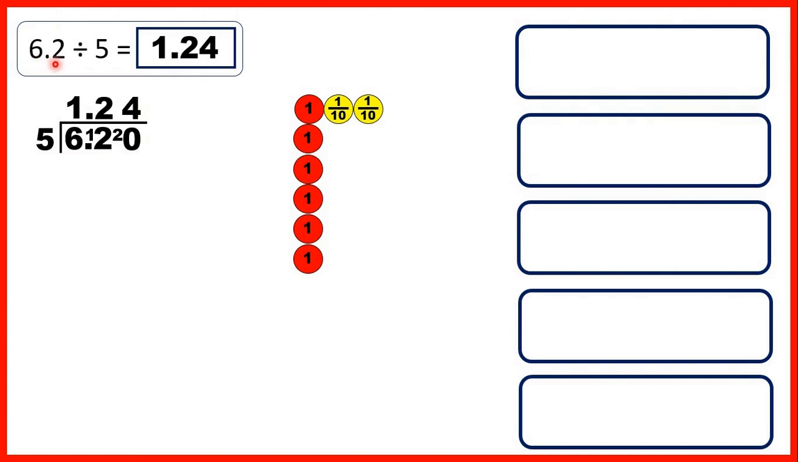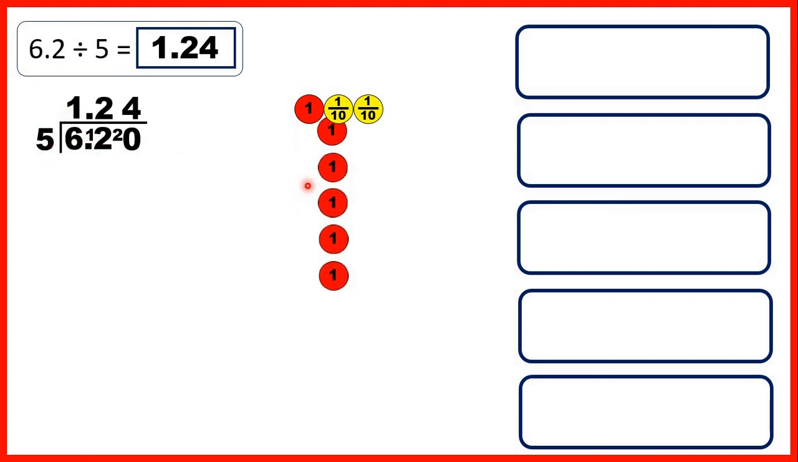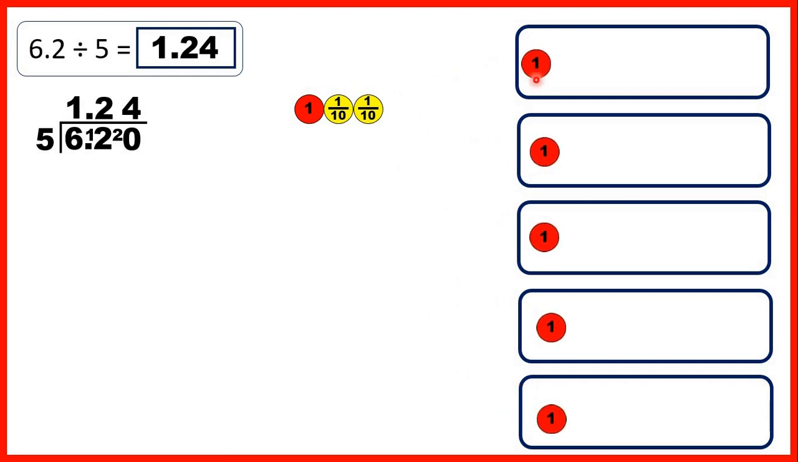We had 6.2, so that's 6 ones and 2 tenths, and we were dividing by 5. So we can split these place value counters into 5 groups. First, we did 6 divided by 5, and that was 1 remainder 1, because we can share out 5 of these ones to give us 1 in each group, but then we have 1 as our remainder.